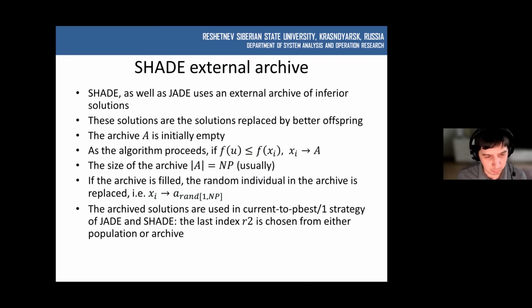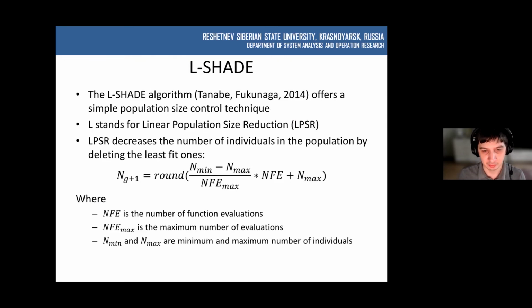And yeah, one important thing about SHADE: it also has an external archive, which is usually the same size as the population, and it stores the solutions that were deleted from the main population. They are also used in the mutation procedure. But we will not talk about the archive in this talk very much.